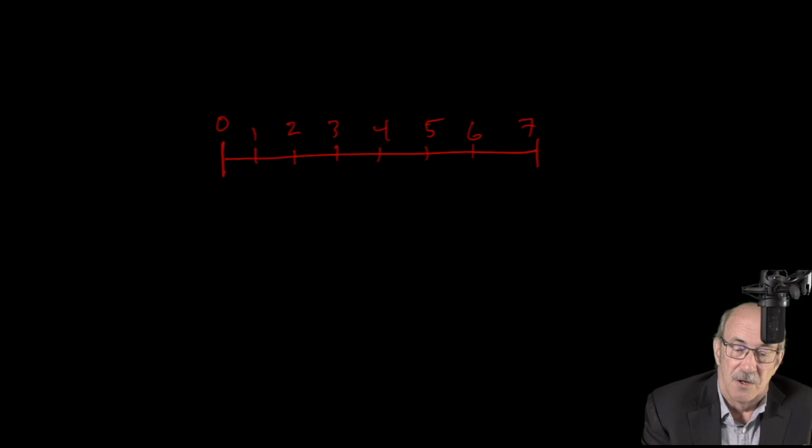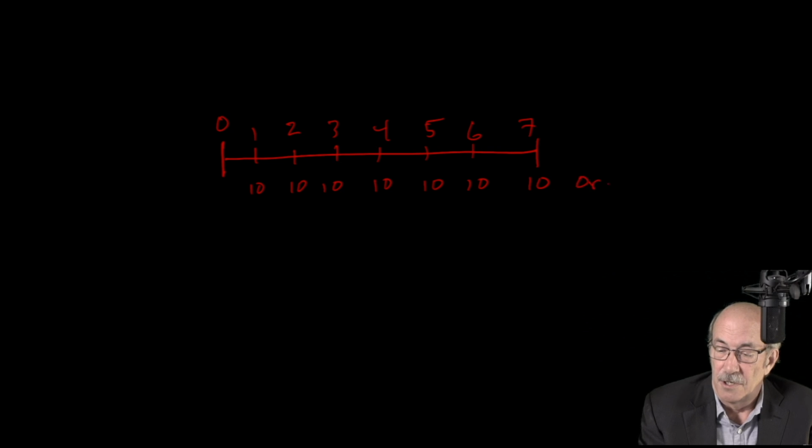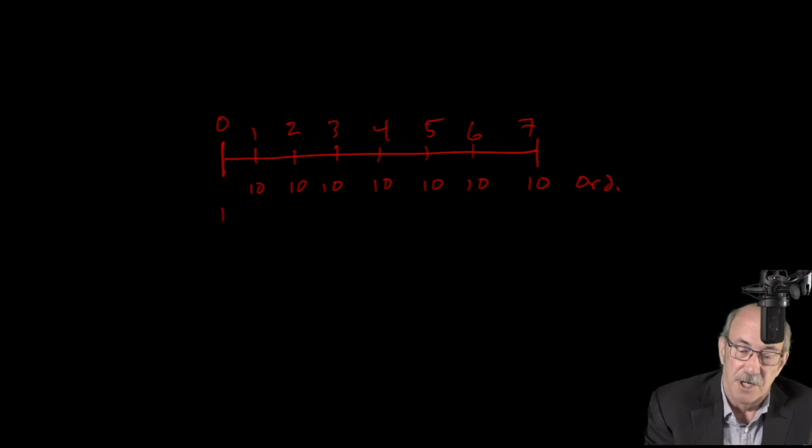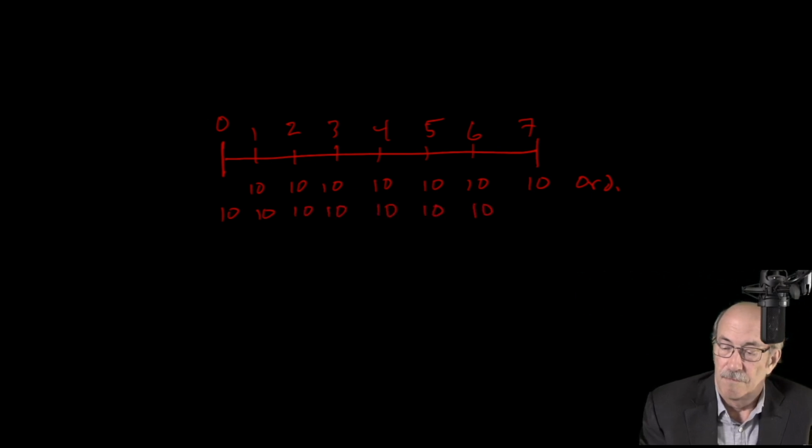Let's say that we had an annuity, and I'm going to put in, I don't know how many years here. Let's do 7 years. Okay. And we've got one annuity. It pays $10. And this is our ordinary annuity. Then we've got another annuity. And this is the annuity due.